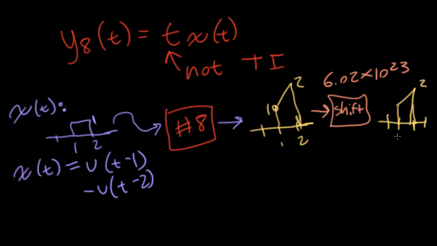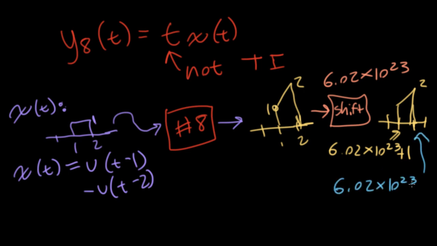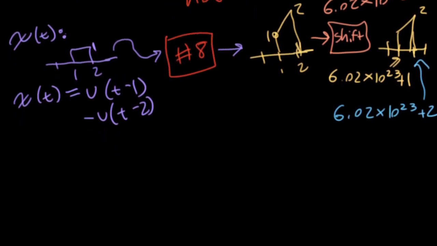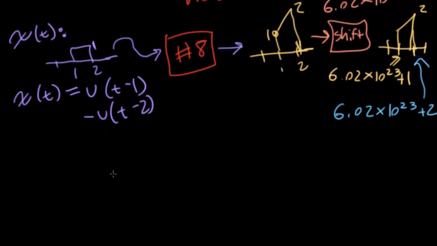The only difference here is at this point, it's going to be 6.02 times 10 to the 23rd plus 1. And at this point over here, it's going to be 6.02 times 10 to the 23rd plus 2. Same basic shape, just far in the future. Now, let's switch the order. So now let's say, okay, well, what am I putting into the system now? I'm going to be taking this and shifting it first.